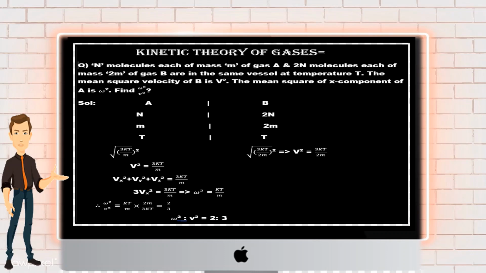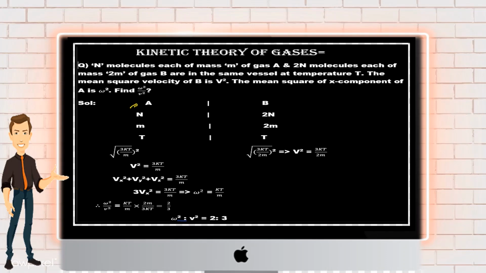This has been asked many times in previous years. N molecules each of mass m of gas A and 2n molecules each of mass 2m of gas B are in the same vessel at temperature T. The mean square velocity of B is v square. The mean square of the x component of A is omega square. Find omega square by v square.